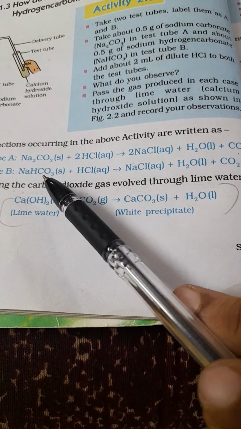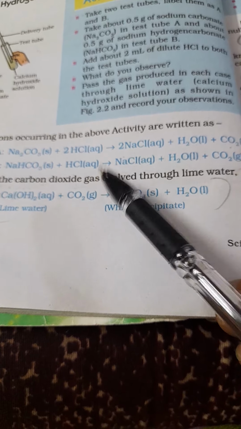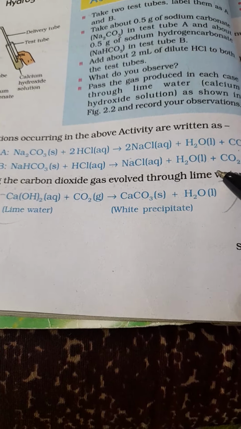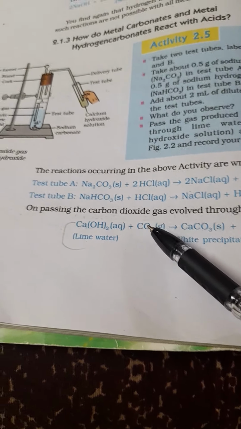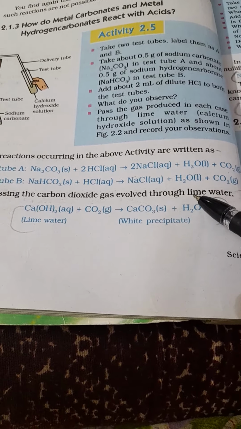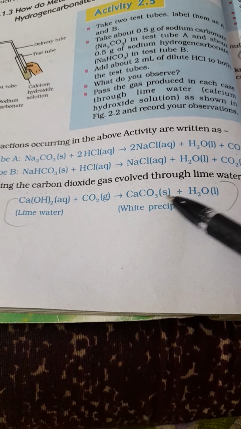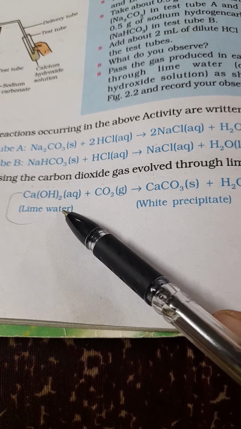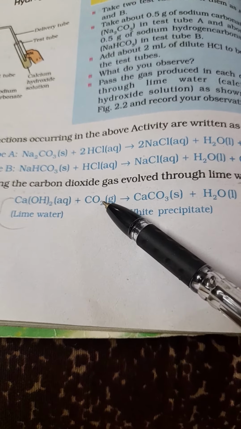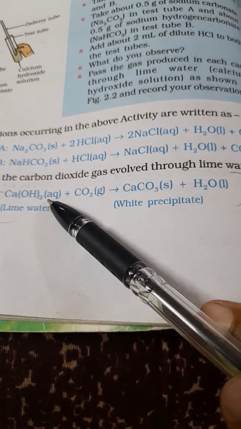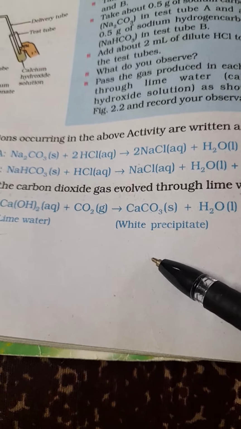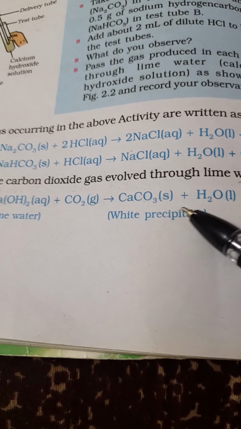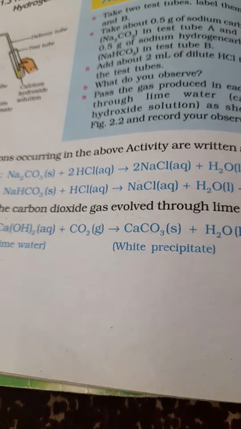Now, same thing, what happens with sodium hydrogen carbonate plus HCl? You get NaCl, that is the same, H2O plus CO2. Then on passing the carbon dioxide gas which you get here over lime water, what will happen? What is lime water? It is calcium hydroxide, Ca(OH)2. So when carbon dioxide is passed through lime water, the lime water will turn milky. Milky means milk in color, like a white precipitate is formed, which is calcium carbonate, and water are the products.